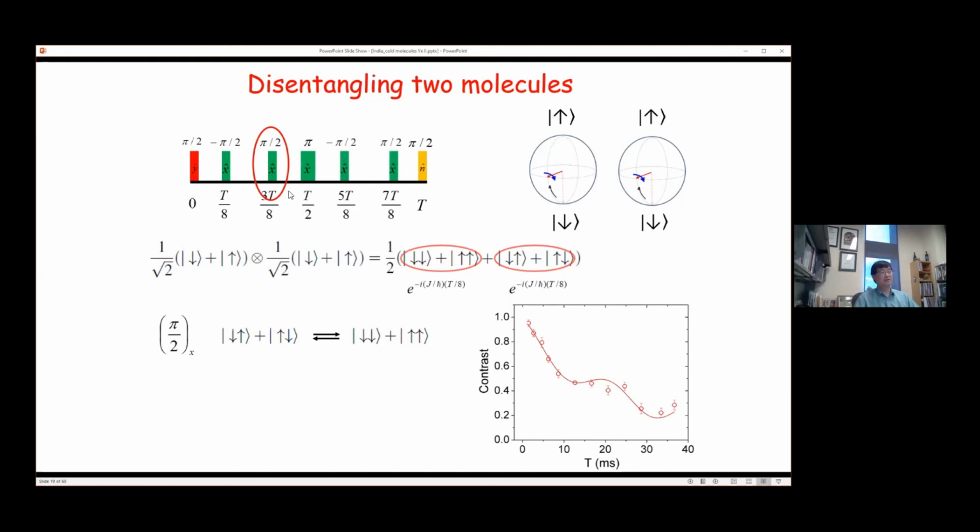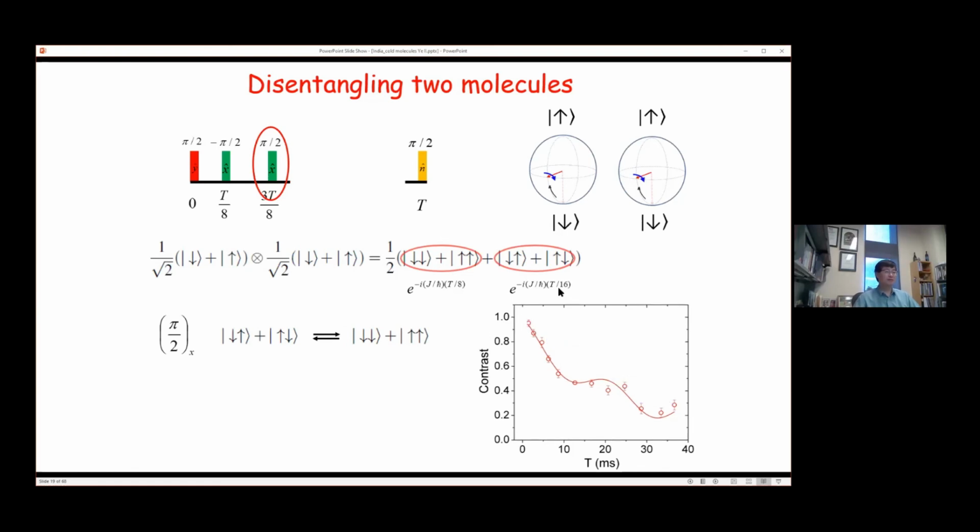So then you carry out this entire sequence, and what you will see is that towards the end of these operations, I will be able to pull out the same phase shift factors, T over 8, T over 8, where J is the exchange interaction energy, and then you can pull this back out. Once you pull this back out, it's no longer entangled.